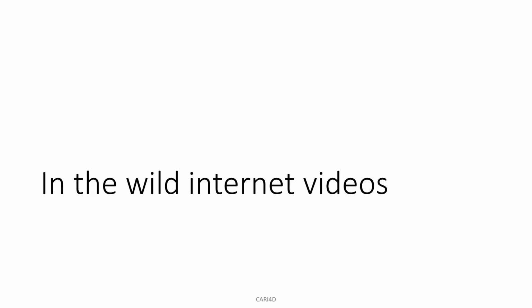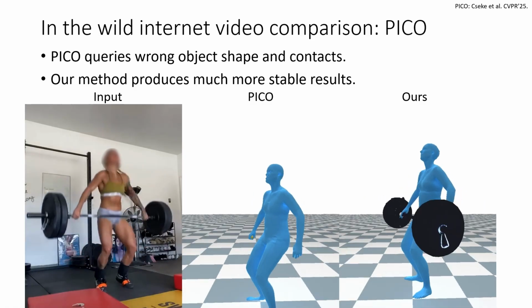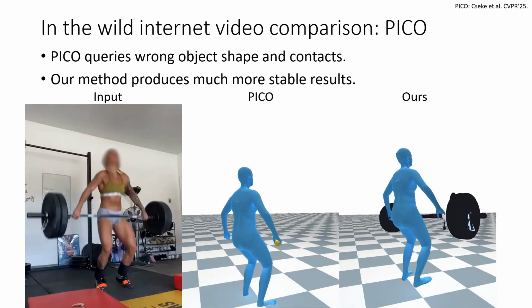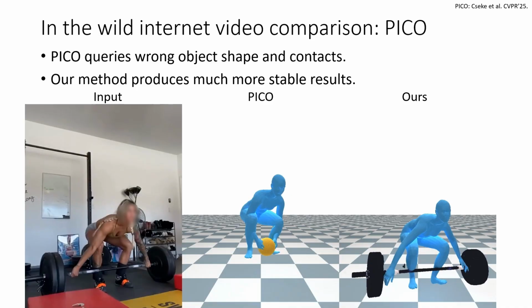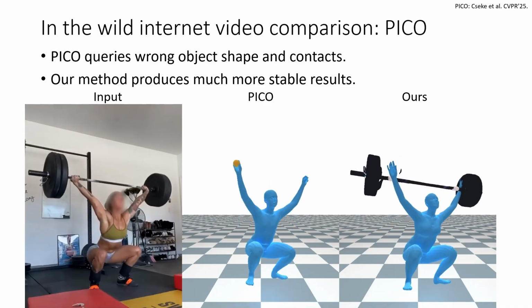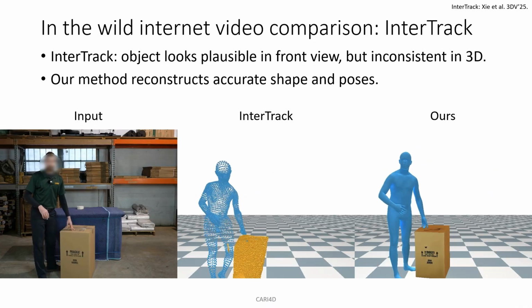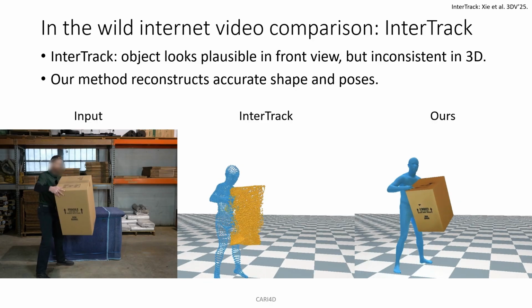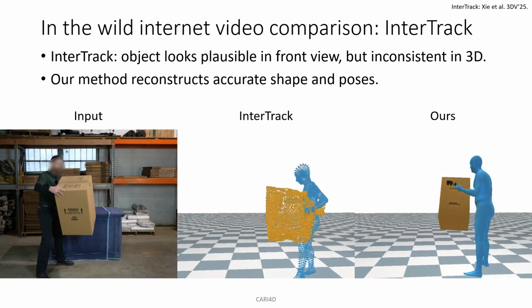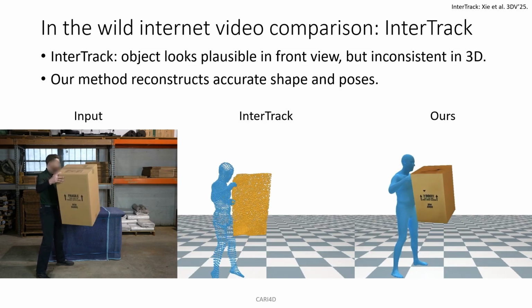We now show results on in-the-wild internet videos. PICO queries the object from a predefined contact database, which can be very limited, and the queried object as well as contacts are inaccurate. In contrast, our method produces correct object shape reconstruction and more stable results. We compare with InterTrack in this video. It outputs point clouds that look plausible in front view, but are inconsistent in 3D. Our method reconstructs accurate shapes as meshes and tracks the poses and contacts accurately.